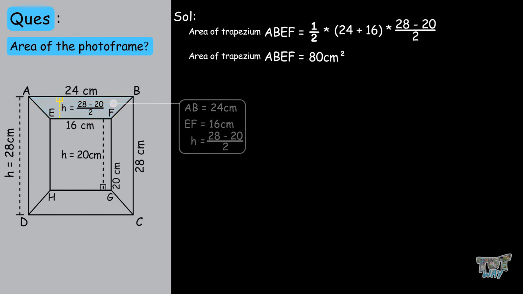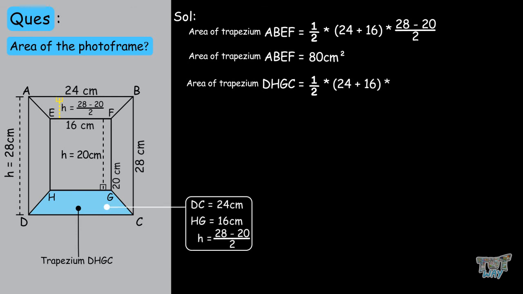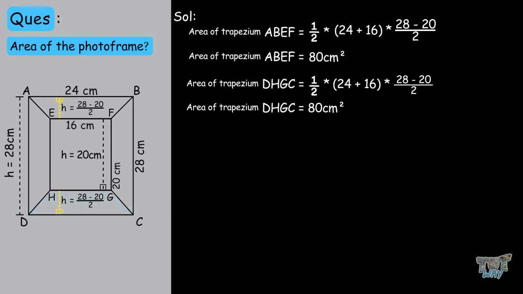Let's do it. What will be the area of the trapezium DHGC? We just have to repeat the process. Area is half times a plus b times h. A plus b in this trapezium would be 24 plus 16. And then height is 28 minus 20 divided by 2. It is the same. So the area would also be 80 centimeters squared, because all these values are exactly the same as it was in trapezium ABEF. Now let's move on to the other 2 trapeziums, which are also equal.